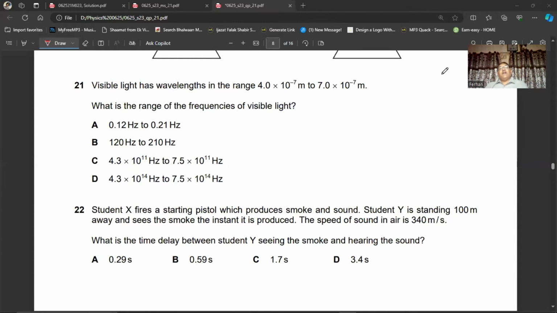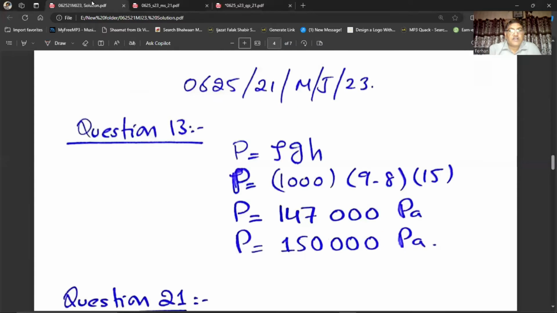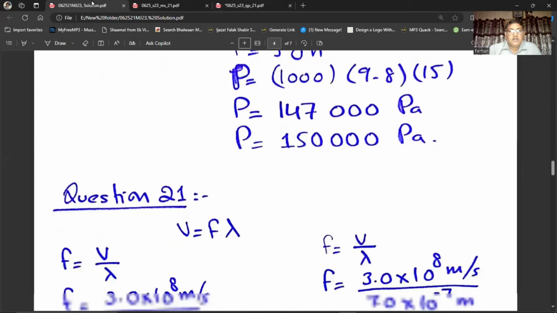So we are on question number 21. He says visible light has wavelengths in the range 4 times 10 to the power minus 7 meter to 7 times 10 to the power minus 7 meter. What is the range of frequencies of the visible light? We know the speed of the visible light, so I will find the frequency for each wavelength. Let me show you the calculation.